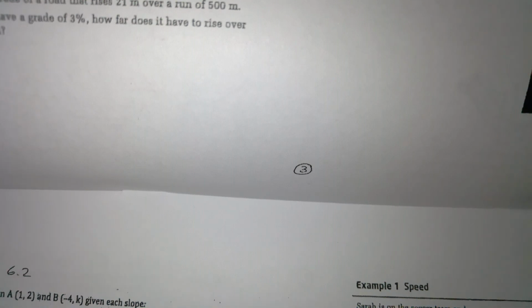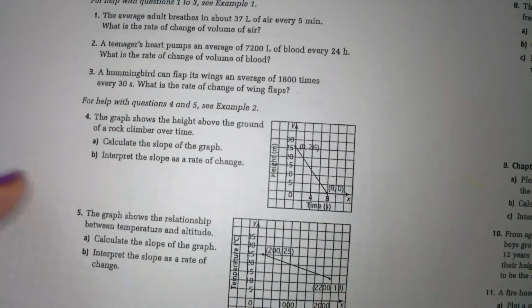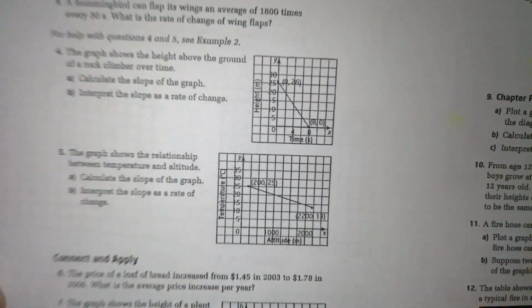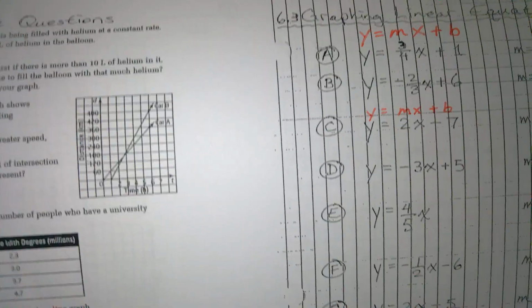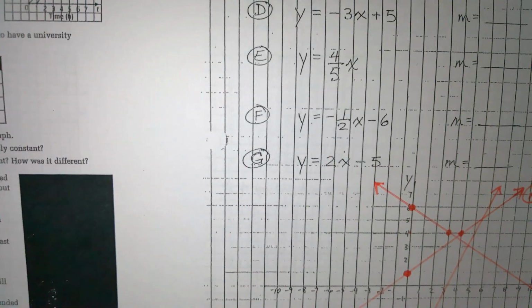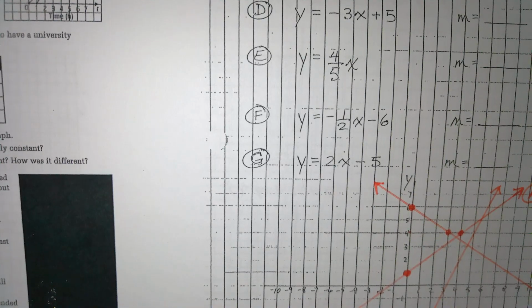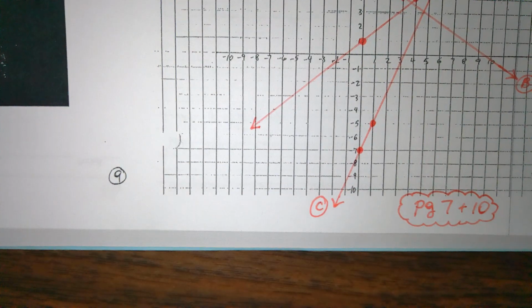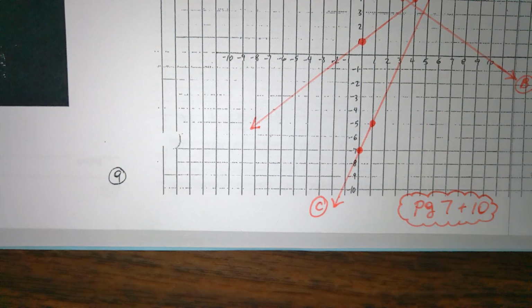All right, so I'll stop here. I'm just going to get you guys to do page 7. Okay, let's do page 7 and page 10. Page 7 and page 10. All right. I skipped it quite a bit for you guys. Okay. So page 7 and 10. That's it.